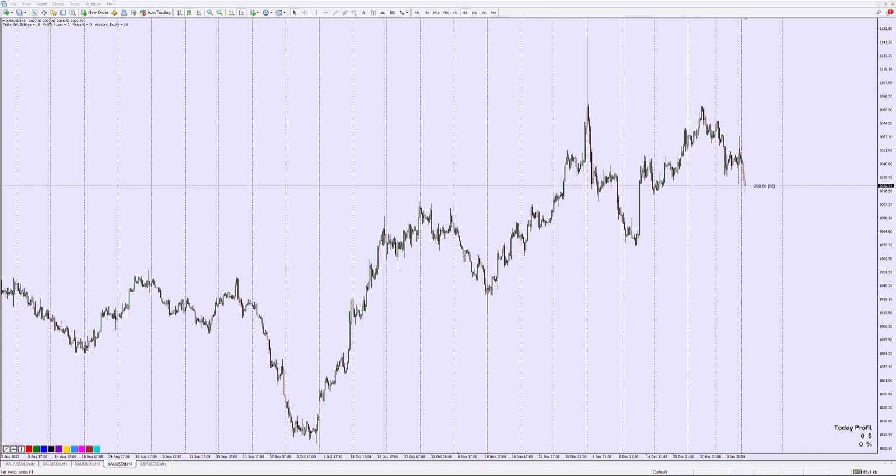Hello traders, today I want to show you how to find good trades using moving averages. As level 1, I just want to use one moving average to show you how simple it is to analyze the chart and find a good trade.